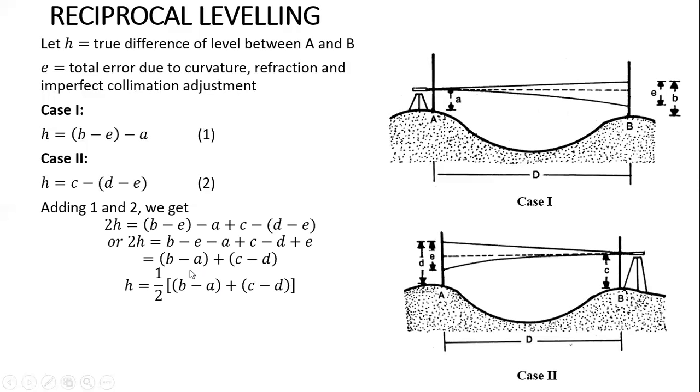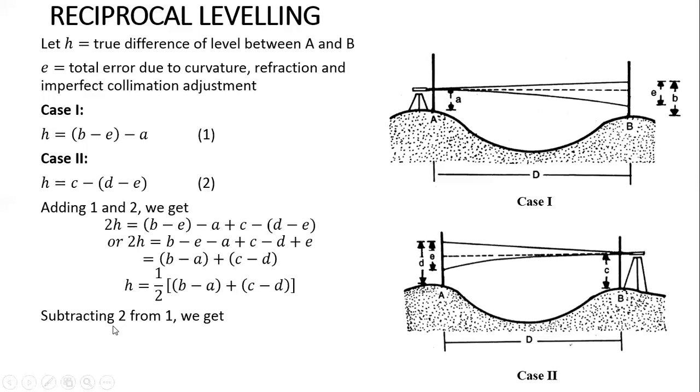So this is nothing but an apparent difference in level from point A. This is the apparent difference in level from point B. So we'll take the average of the two apparent differences in elevation between the 2 points. So this is nothing but H. There is no error term E here. So this means that the errors are automatically eliminated.